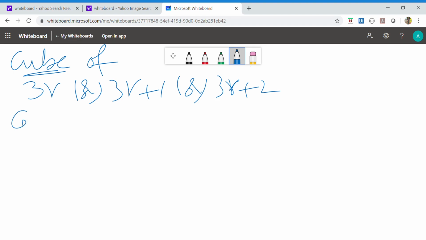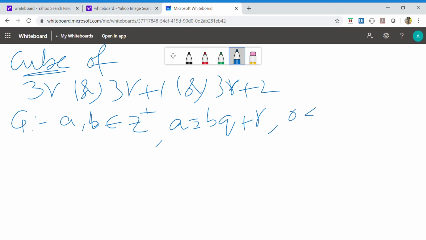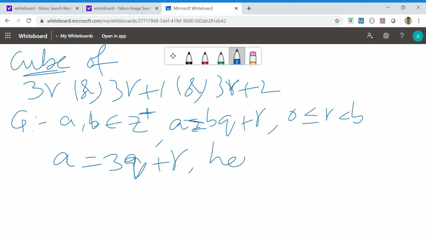The given condition is Euclid's division lemma, which you have to remember. a, b belong to Z plus, that means a and b are positive integers. a is equal to bq plus r, where 0 is less than or equal to r, which is less than b. Based on this condition, what is the form of the integer a? It is 3q plus r, so here b is equal to 3. Then what are the possible remainders? 0, 1, 2.